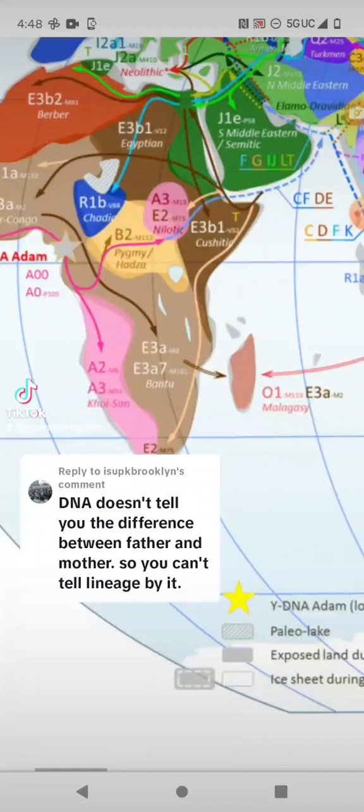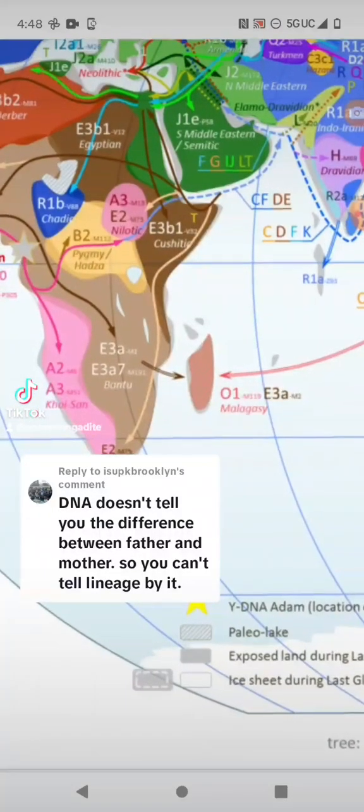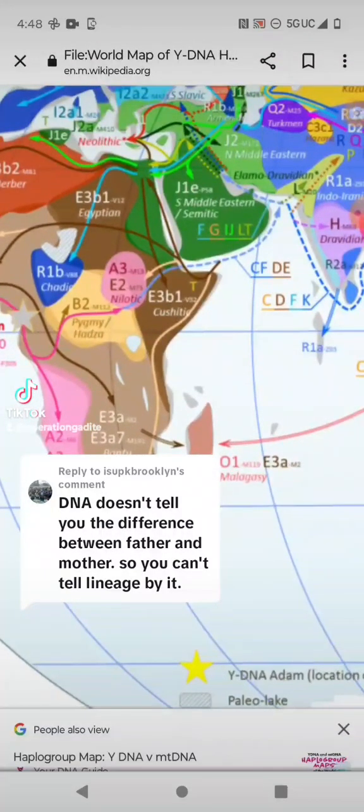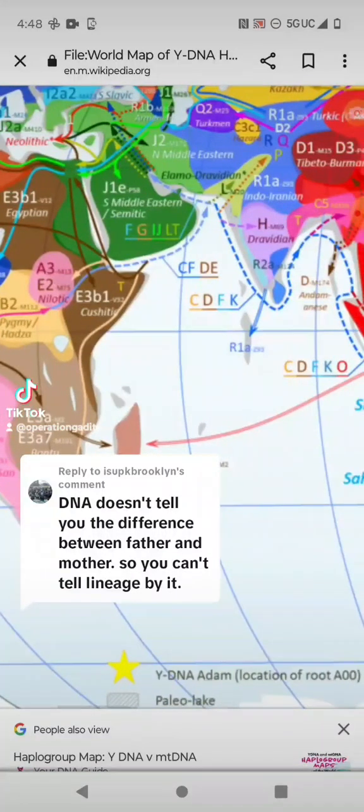Now we move on to F. F is dealing with your Shemitic group of Elam. So Elamite men. Now from G to T, from G to T, those are your Japhetic groups of people.